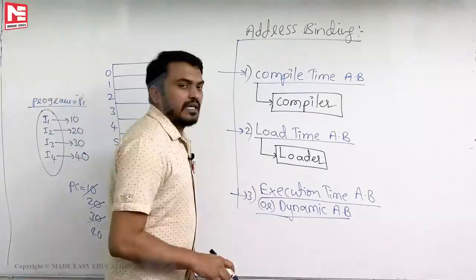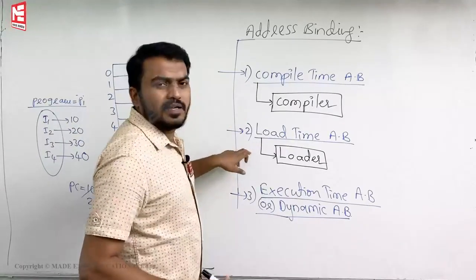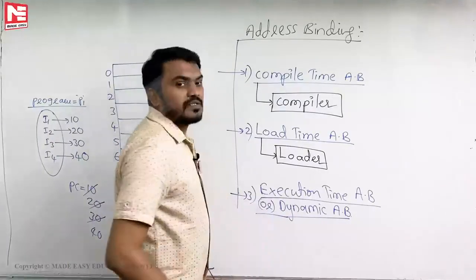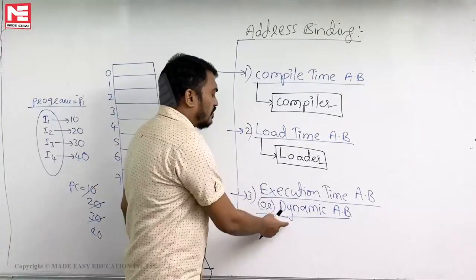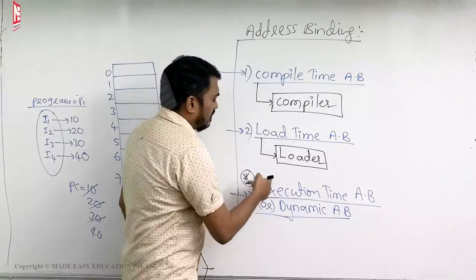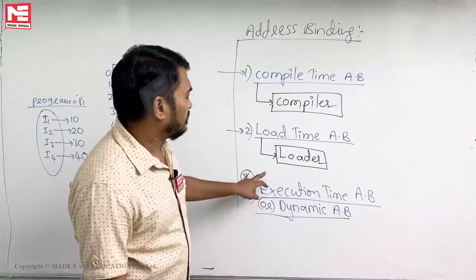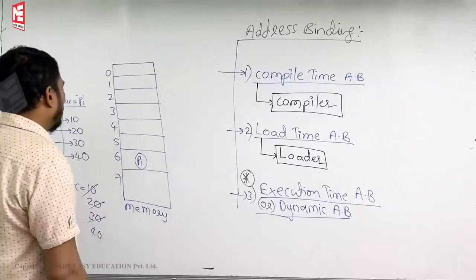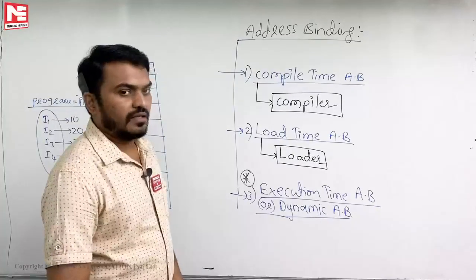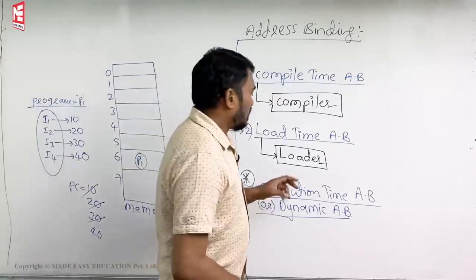And next, listen carefully. These were just a theoretical idea. Compile time address binding and load time address binding are all just theoretical ideas, but what is practically used? Execution time address binding. Practically used is execution time or dynamic address binding. So this is important. Keep the heading next: execution time address binding or dynamic address binding. Okay, write the first point.